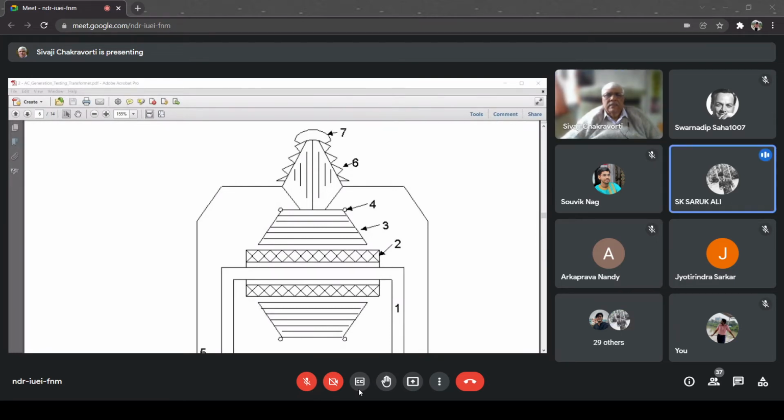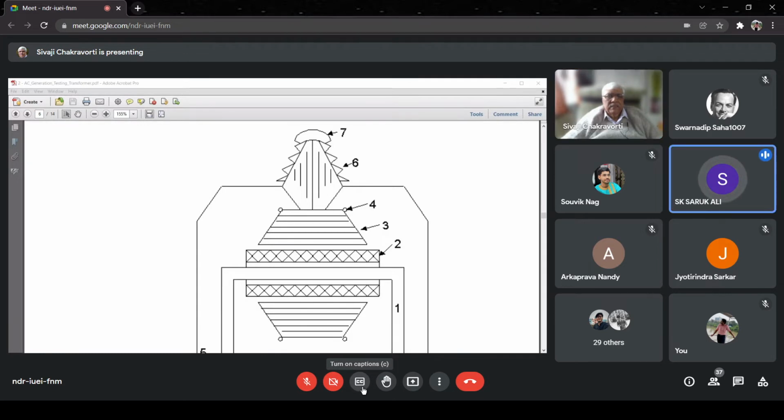The bushing is used to draw out the winding from the transformer. No, bushing is used in many places, not just transformers. So there has to be a generalized something. Bushing is a hollow insulator through which the conductor can pass. Yes, constructionally you are correct. Any other, anybody, anything?